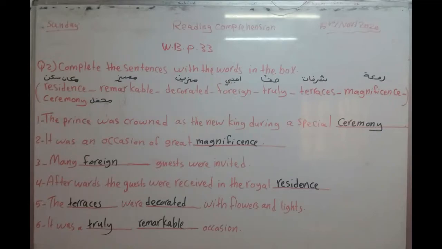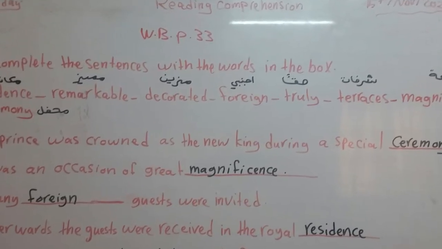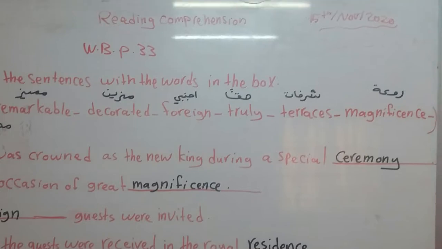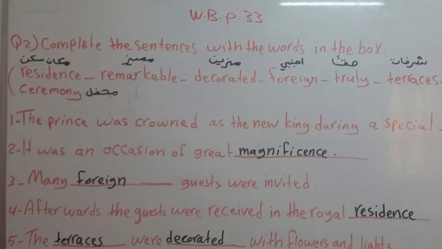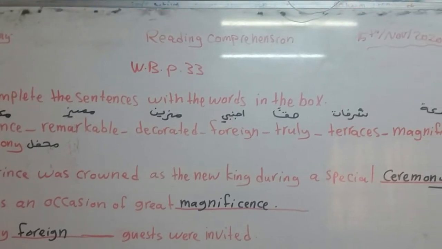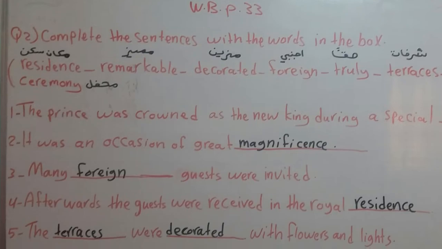Okay, question number 2 on workbook page 33 now. Complete the sentences with words in the box. We have here words in the box. They are residence, مكان السكن, remarkable, مميز, decorated, مزين, foreign, أجنبي, truly, حقا, terraces, شرفات, magnificence, روعة, and ceremony, محفل. Okay, I need to match these words with the appropriate meanings.